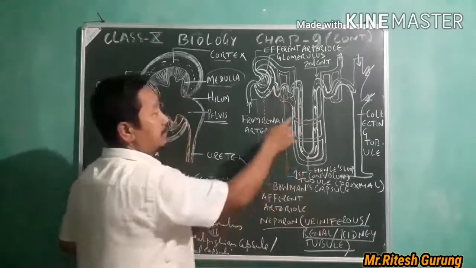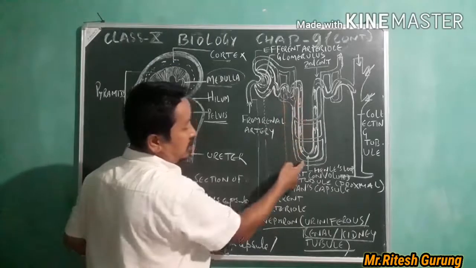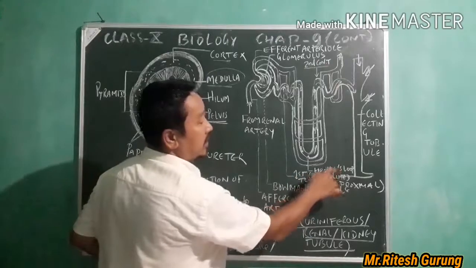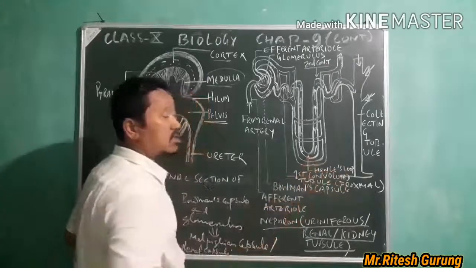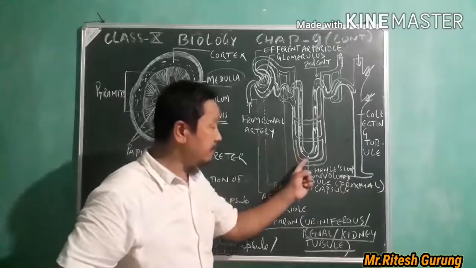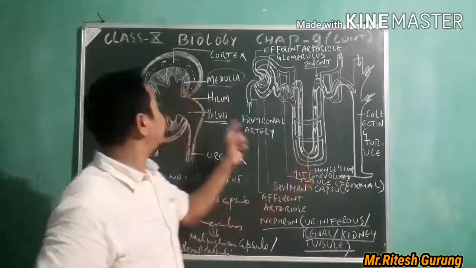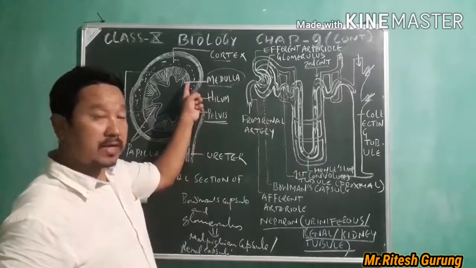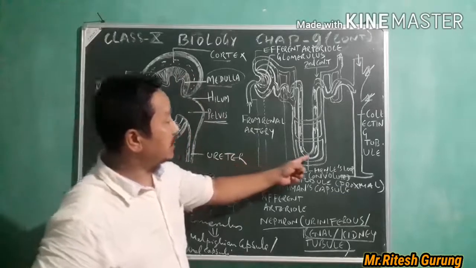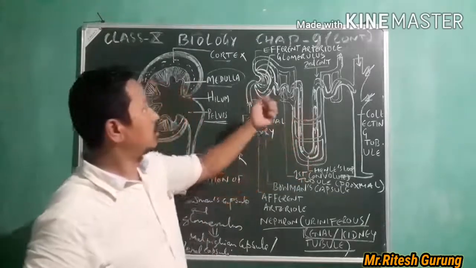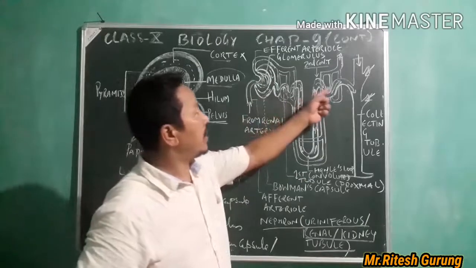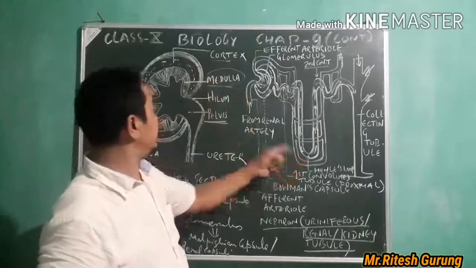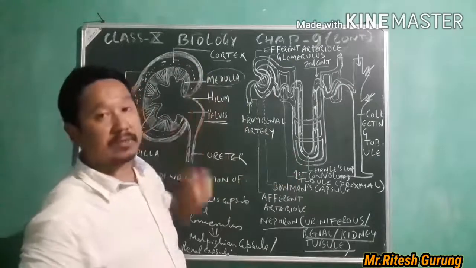Then the other one which is going downward is your Henle's loop, H-E-N-L-E'S. This is Henle's loop, which is not convoluted, and it is found in the medulla region of the kidney. And then what happens? It goes back to the other convoluted region, where it goes again back to the cortex region. So Henle's loop you see only in the medullary region of the kidney.